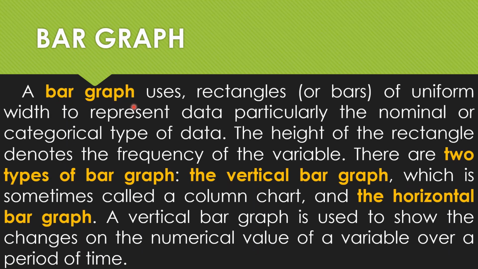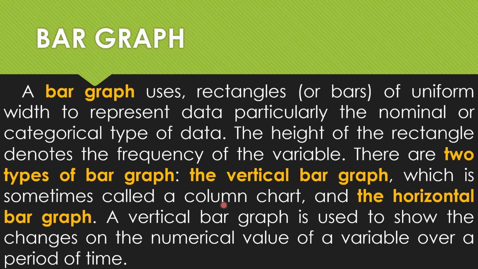Now let's proceed to bar graph. A bar graph uses rectangles or bars of uniform width to represent data, particularly the nominal or categorical type of data. The height of the rectangle denotes the frequency of the variable. There are two types of bar graph. The vertical bar graph, which is sometimes called a column chart, and the horizontal bar graph. A vertical bar graph is used to show the changes on the numerical value of a variable over a period of time. Take note, a bar graph can be simple or multiple.